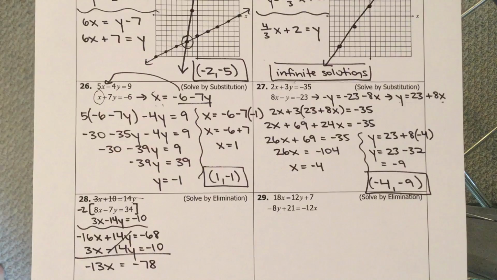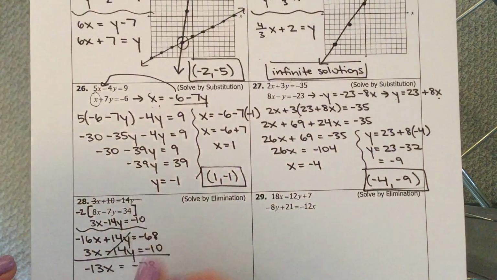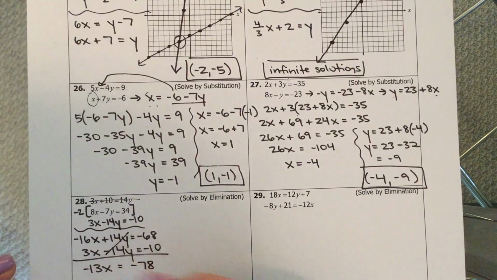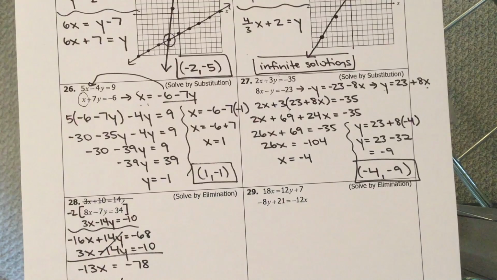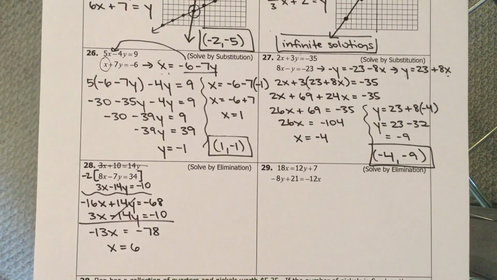Step 4, solve for the remaining variable. So I have -13x equals -78. I would just divide both sides by a -13. -78 divided by -13 ends up being 6. So you have one of the values right there, and then step 5 is to sub this into either equation to find the other variable.